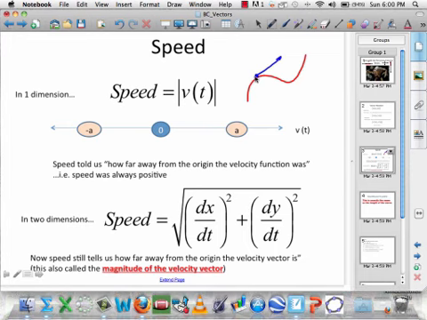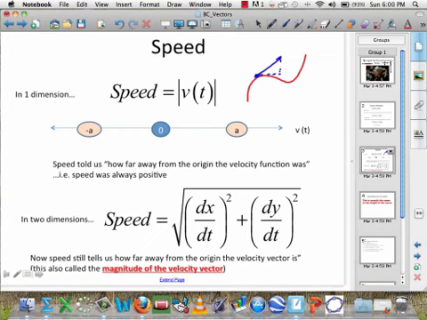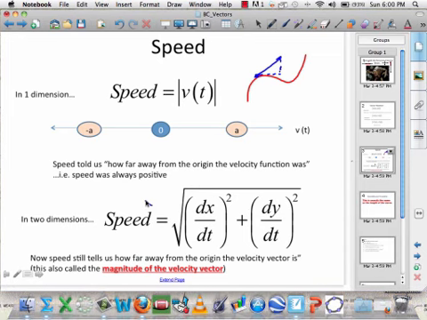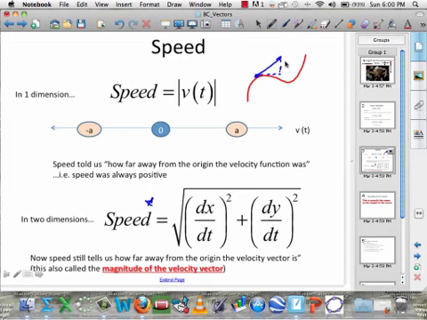And the length of this vector, however long that vector is, is the speed at which the particle is moving in the plane. And that's what this expression down here is finding. You have a similar derivation in the last lecture about how that's calculated using dx/dt and dy/dt.